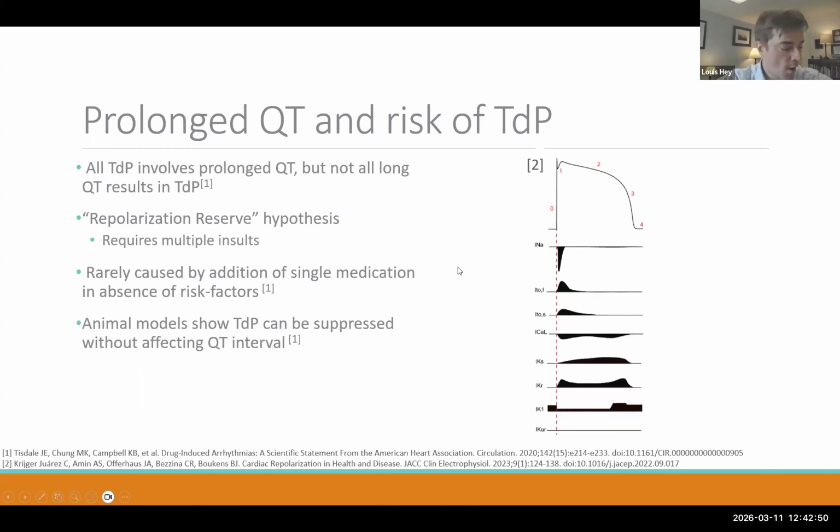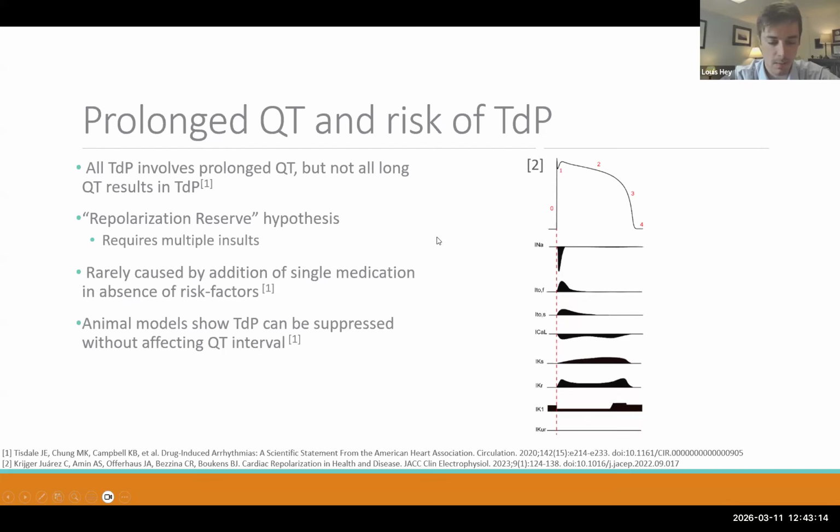So not all prolonged QT will put you at risk of torsades, but by definition, all torsades involves a prolonged QT. So torsades is defined as polymorphic ventricular tachycardia with a prolonged QT. It's just part of that kind of syndrome. There are multiple hypotheses for why this phenomenon is seen.